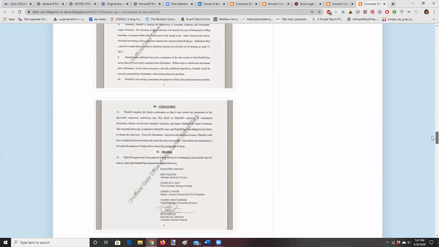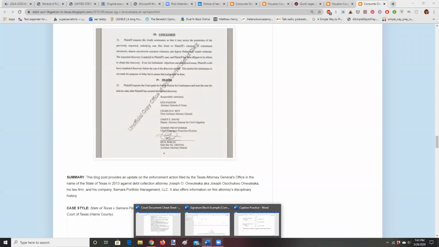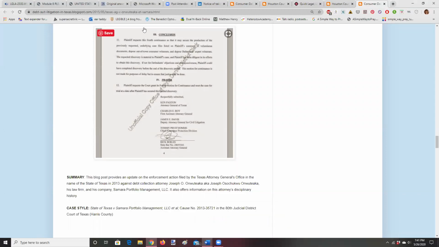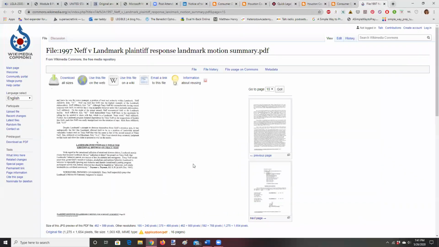Let's see if this one has one too. Again, you don't have to use it. This one doesn't happen to have one. It's perfectly fine to use the language. Again, it's an example of boilerplate. A little bit old-fashioned, certainly not necessary. Let's look here at these examples. A prayer paragraph. And you can see it ends, "wherefore, premises considered, Tracy Neff respectfully prays that Landmark's motion for summary judgment be denied." That is what Tracy Neff is requesting the court do.